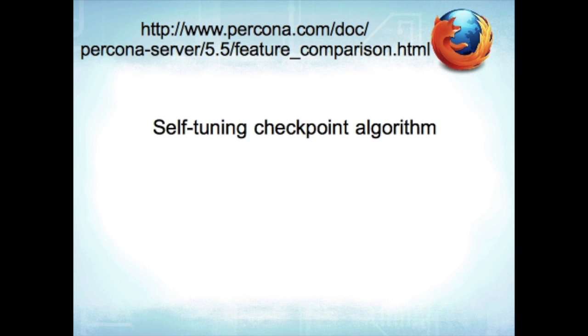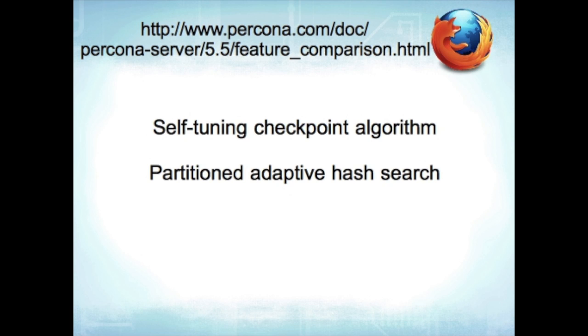There's a self-tuning checkpoint algorithm, so it self-tunes and makes it better, and it's kind of adaptive. There's partitioned adaptive hash search. So MySQL has adaptive hash search, which, without getting too complicated into the internals, it's just talking about kind of how indexes self-tune, I guess you could say. And so they partition it so it's faster to do that kind of thing.